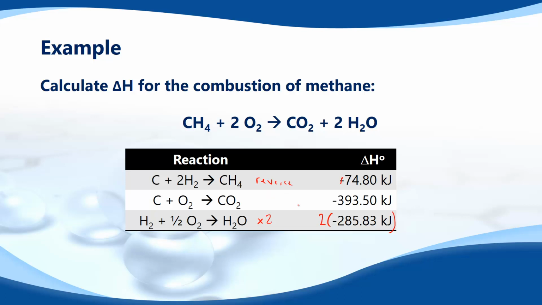Okay, so if we do this on the next slide, I'm going to reverse the first equation. So reversing the first equation gives me CH4 yields C plus 2H2 and an enthalpy value of plus 74.80. Our second equation is good as is. So we have carbon plus O2 yields CO2. That stays as is, so negative 393.50. And then our third equation we had to double, right?